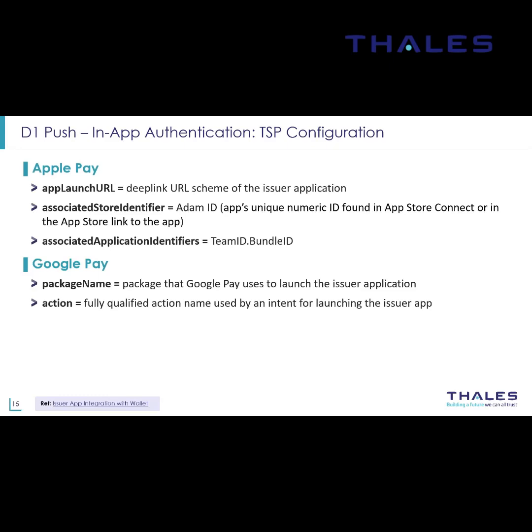The following parameters are meant to be provided in a dedicated section, that is usually named In-app Authentication. For Apple Pay Wallet, these include Application Launch URL, Associated Store Identifier, and Associated Application Identifiers. For Google Pay Wallet, these include Application Package Name, and a fully qualified action, which will be used in the intent to launch the issuer application.